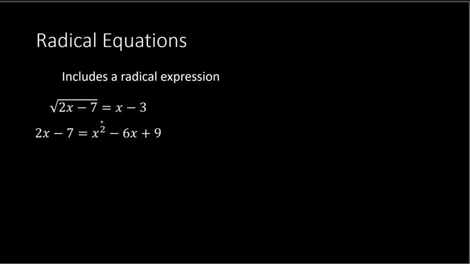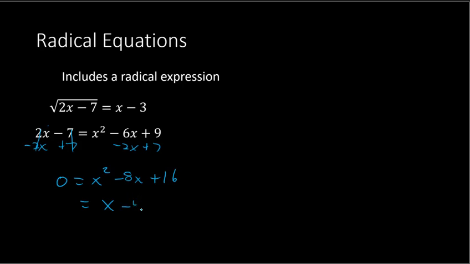Now from here, the radical is gone, and we have a quadratic equation that we can solve with one of our methods. So either the factoring or completing the square or the quadratic formula. So we want to set this equal to 0. Ideally, factoring would be our method of choice. So let's try that first. So we can subtract 2x from both sides. Then we can add 7 to both sides. That gives you 0 on the left. And on the right, we'd have x squared minus 8x plus 16.